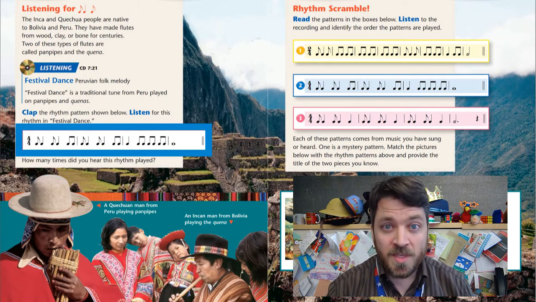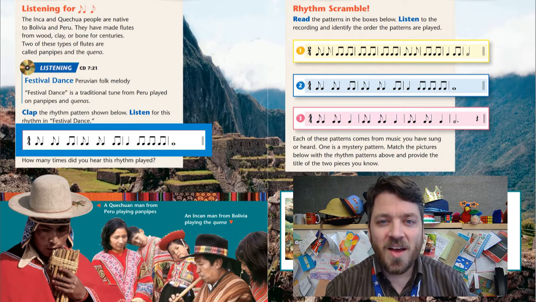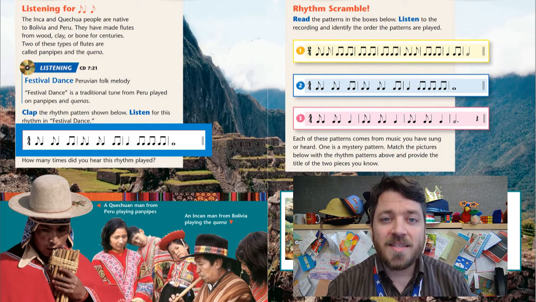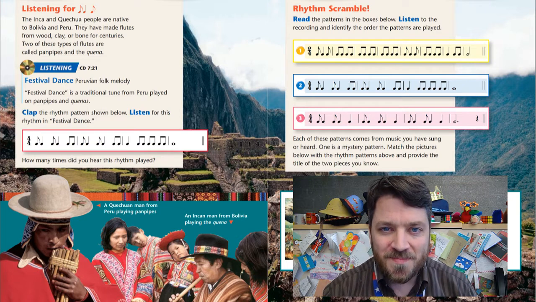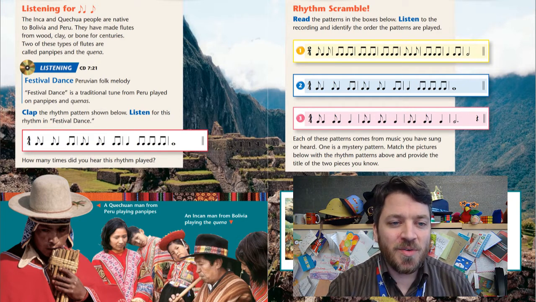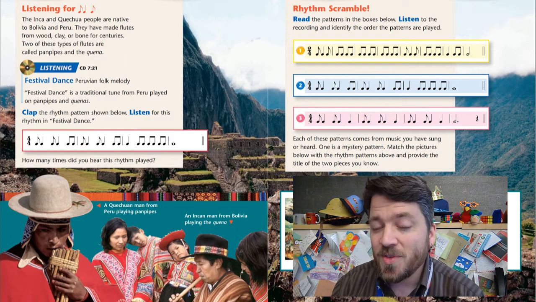Let's read that whole rhythm together, all the way through. One, two, ready, go. Ti-ta, ti-ta, ti-ti, ti-ta, ti-ta, ti-ti, ta, ti-ti, ti-ti, ti-ti, one, two, three, four. Listen for that rhythm as we listen to Festival Dance. Count how many times you hear the rhythm play.